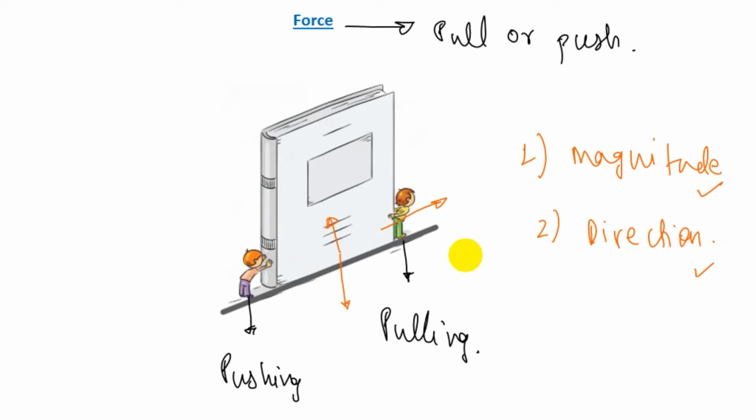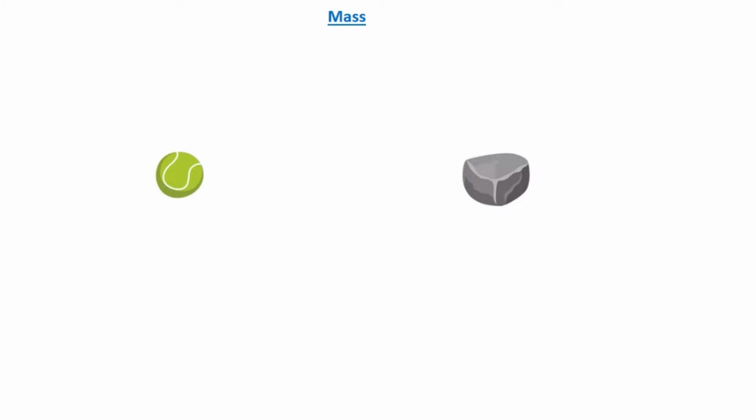Now let's jump to the next topic, that is mass. The second important quantity in Newton's laws of motion is the mass of an object. Mass is the quantity of matter contained in an object, and mass determines how difficult it is to move an object if it is at rest, or to bring the object to rest if it is moving.